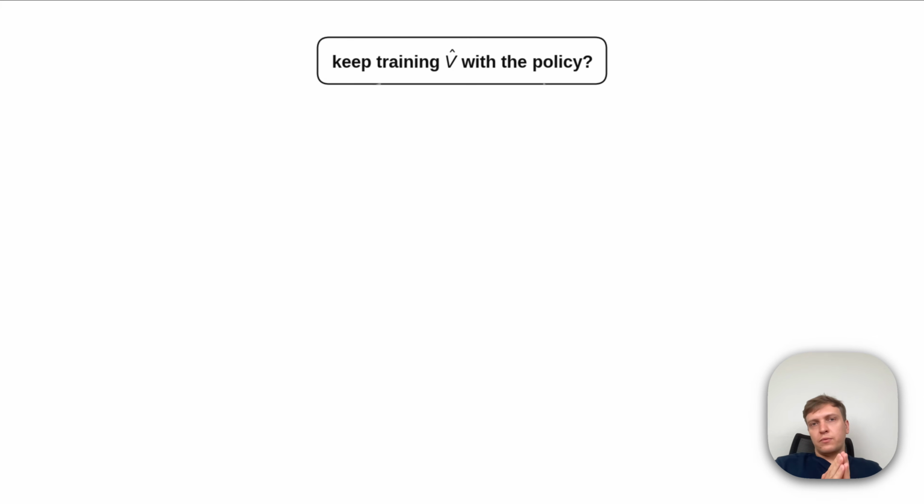Remember, we have our policy, and our policy is its own value function, so it predicts the probability of success from the same model. And there are a few questions that define how we use it in practice. Question 1, should we keep training this value prediction together with the policy? If we don't do it, then it's a problem.